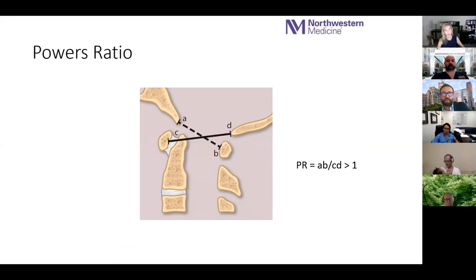Powers ratio, what's the Powers ratio? It's the distance AB over CD: AB from the basion down to the posterior arch of C1, over CD, anterior arch to the opisthion. If it's more than one, then you have the diagnosis. If you have a superior dislocation, it won't be more than one, so it'll be a false negative.